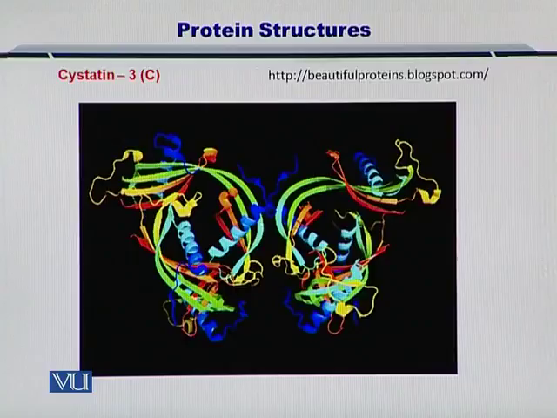Here you see the cystatin C structure, and just by looking at this structure, you can see that it's a symmetric protein, symmetric about the vertical axis, and it performs many functions in the kidney. It's a biomarker for several kidney diseases and so on and so forth. If you're interested in looking at other beautiful proteins, then you can simply visit this website, and it will give you a list of protein structures that are very pleasant to look at, and they perform unique and varied functions within the cells.